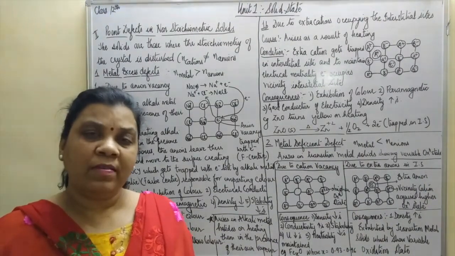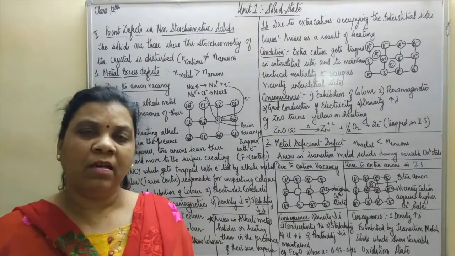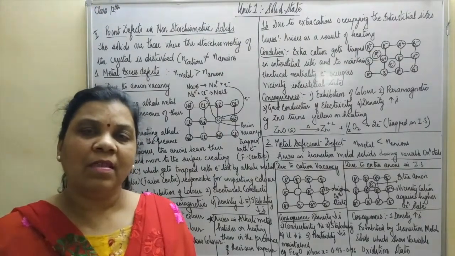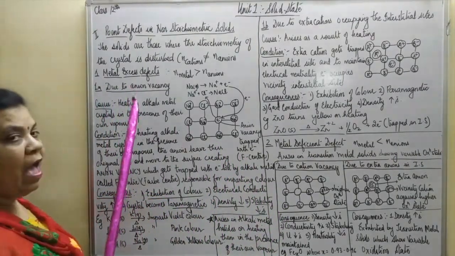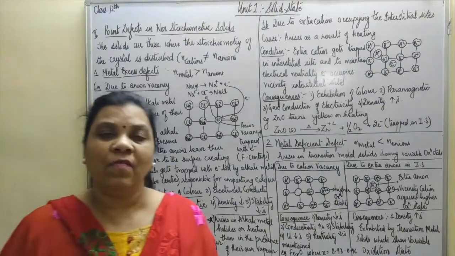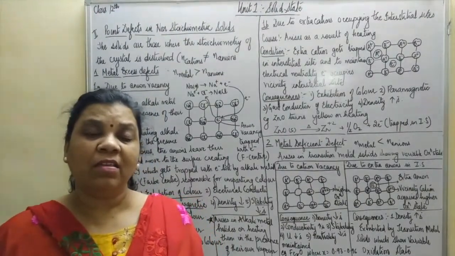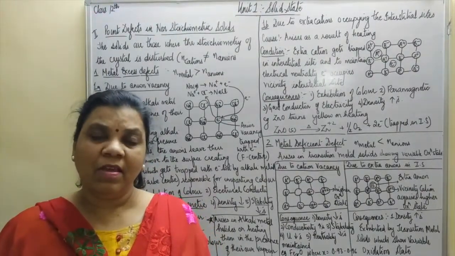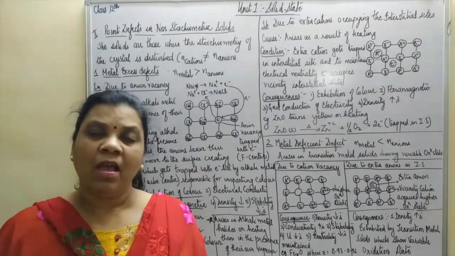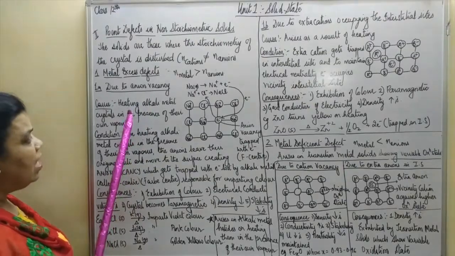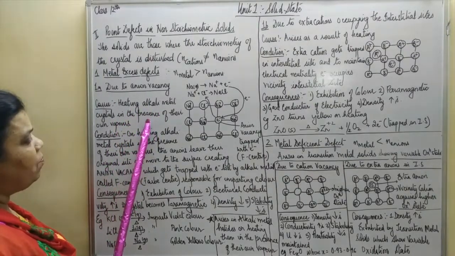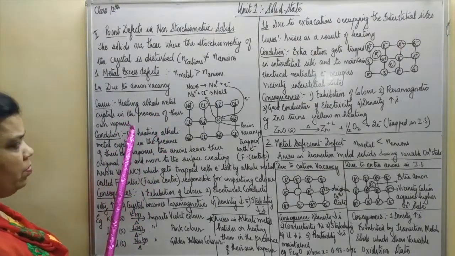Well, that means how does it arise? On heating the alkali metal crystals in the presence of their own vapors. Remember, as discussed earlier, we will be discussing any defect under 3 C's. 3 C's means cause, condition and consequence. So let us see what is the cause: heating alkali metal crystals in the presence of their own vapors.